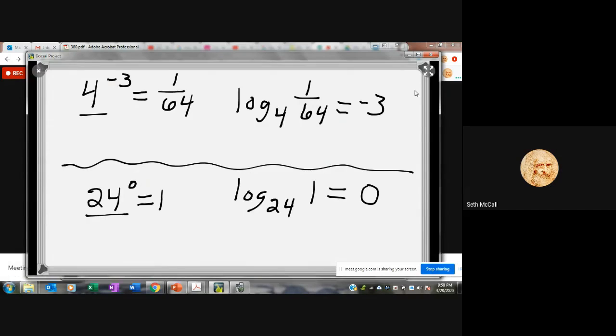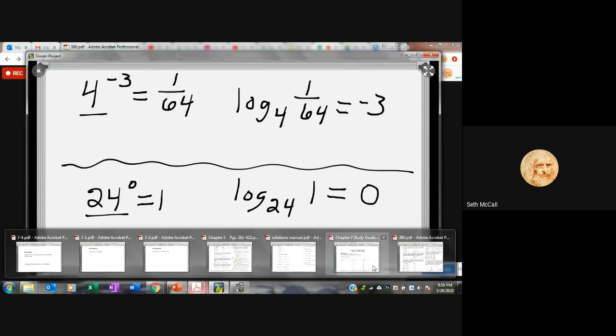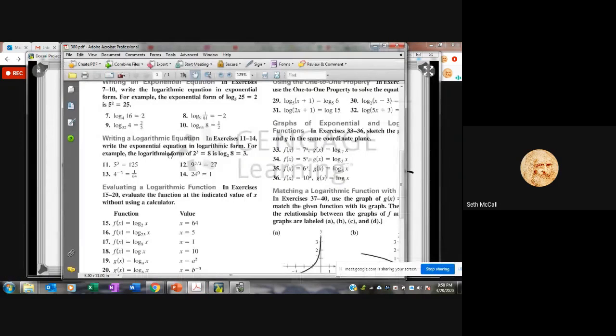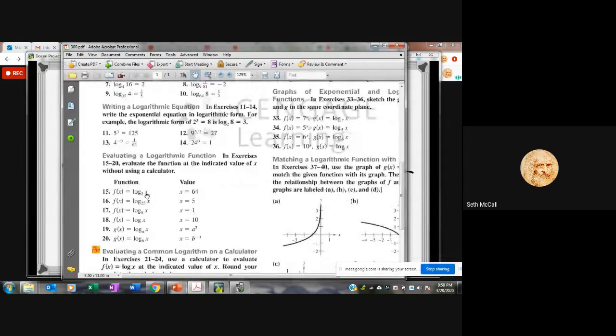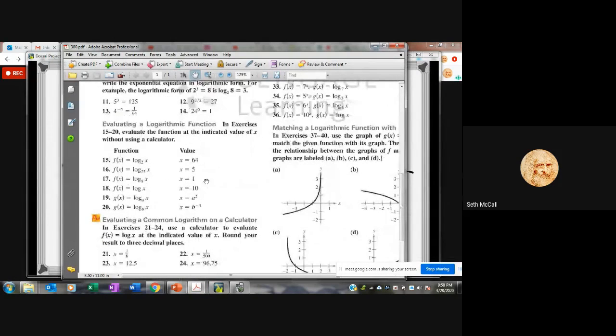All right, so that finishes up the problems from the first 2 sections. The last 4 that I ask you to do, in exercises 15 through 20, they want you to evaluate the function at the indicated value of x without using a calculator. So this can be a little bit tricky, but hopefully you'll catch on.